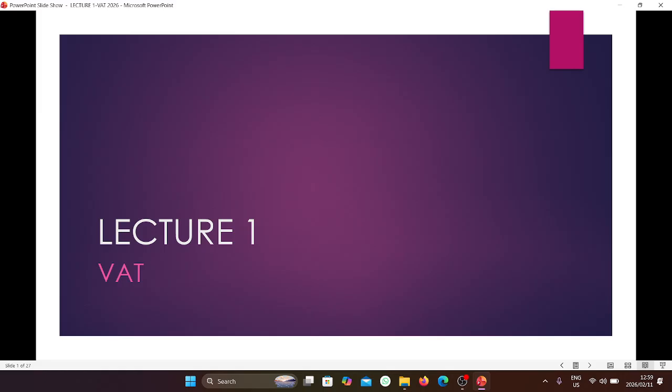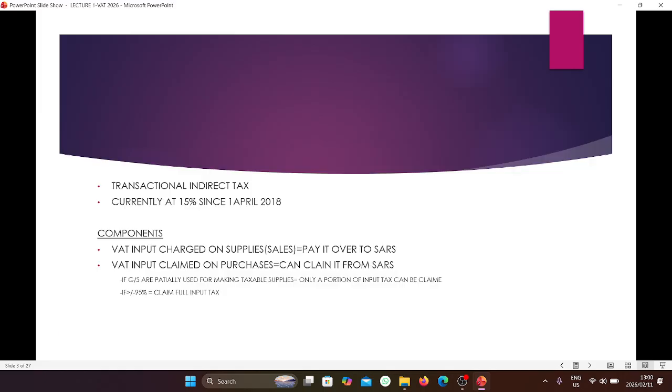Hence, as taxpayers, you have to complete your VAT return depending on the category of VAT vendor that you are. Right. So that's a quick summary of VAT. There we go on with the slides. Right. So what is VAT? A transactional indirect tax, currently at 15% since the 1st of April 2018.